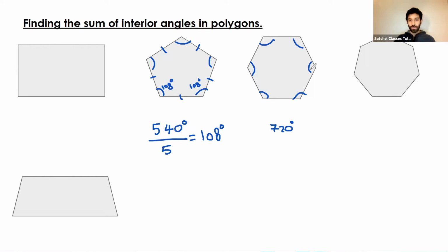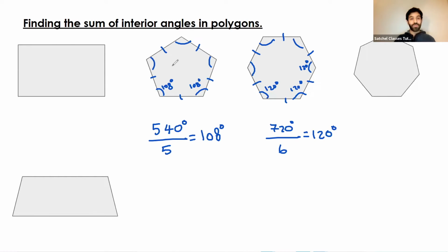So to find one angle, because it's a regular hexagon, we're going by the assumption that this is a regular hexagon, we would have to do 720 divided by 6, which will give us 120 degrees. So again, each individual angle is going to be 120 degrees. And we could apply that to this case with the heptagon as well.